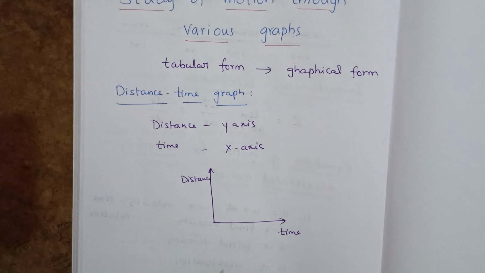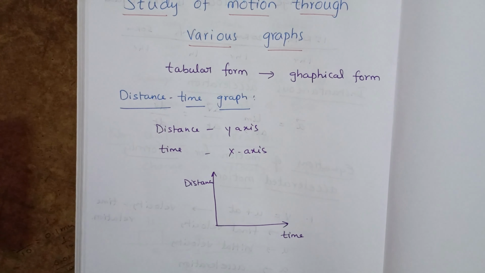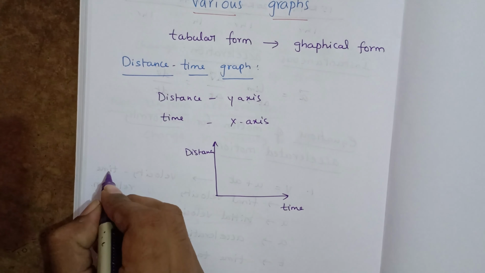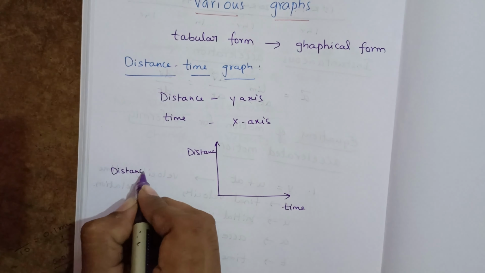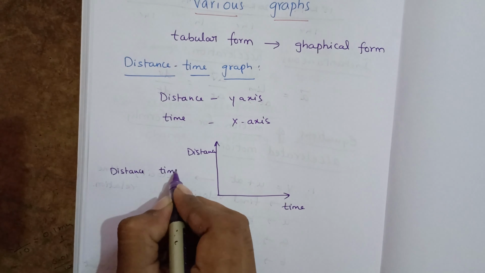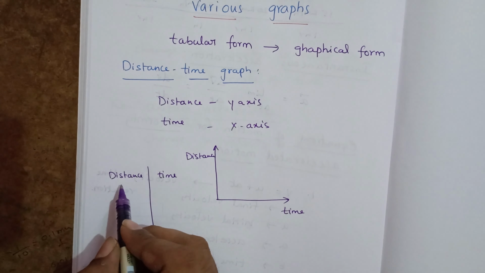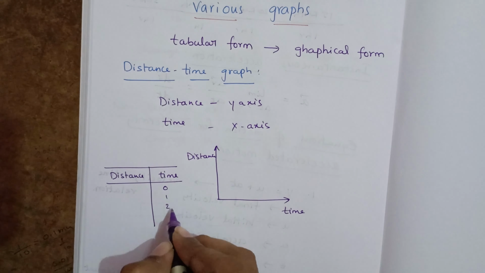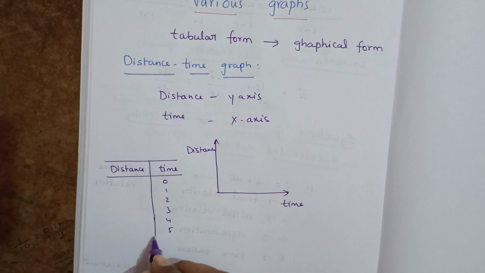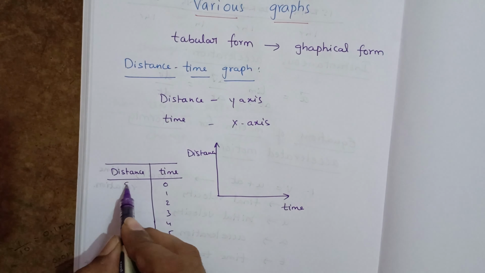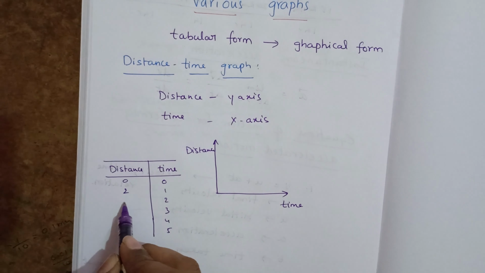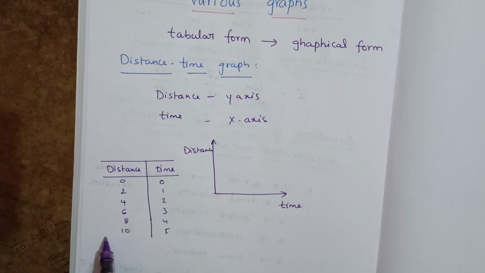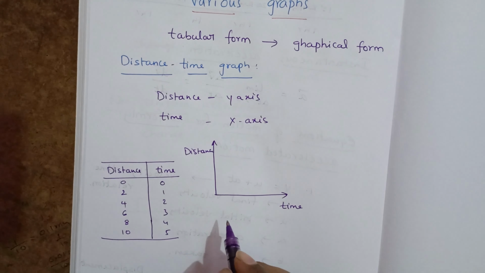Now, for example, we will take a table of distance and time. Suppose a bus is traveling on the road; it covers different distances in different intervals of time. Let us take distance in meters and time in seconds: 0, 1, 2, 3, 4, 5 seconds. At 0 seconds, 0 meters. First second, 2 meters. Second second, 4. Third second, 6, 8, 10, like that it travels. Now that can be represented in a graph.